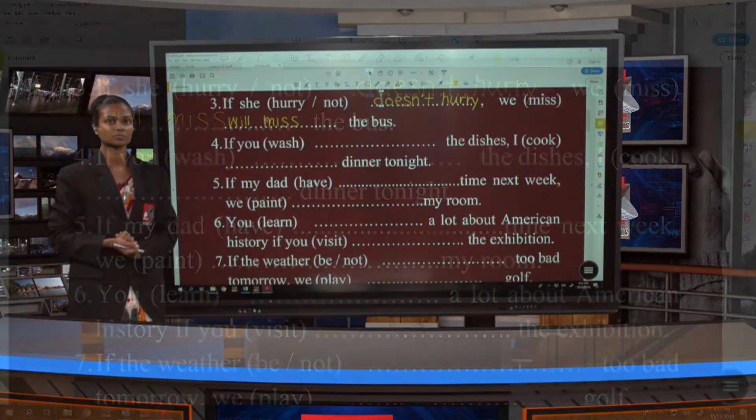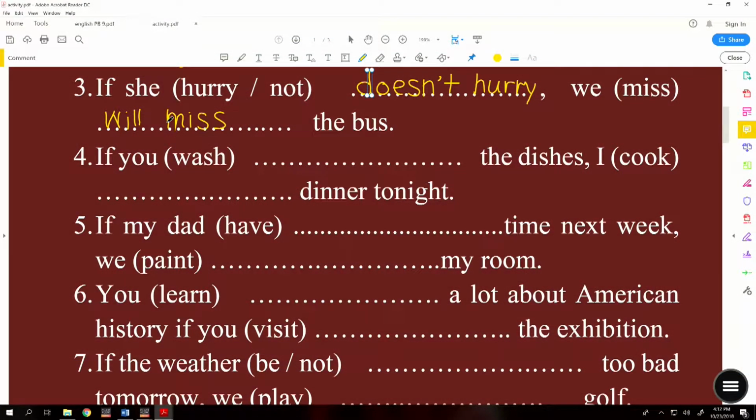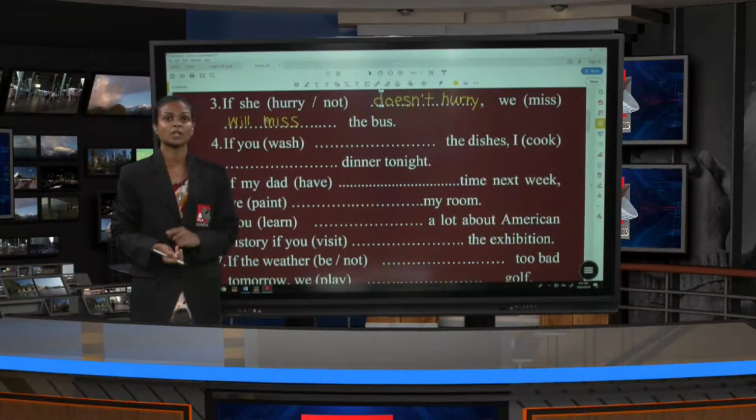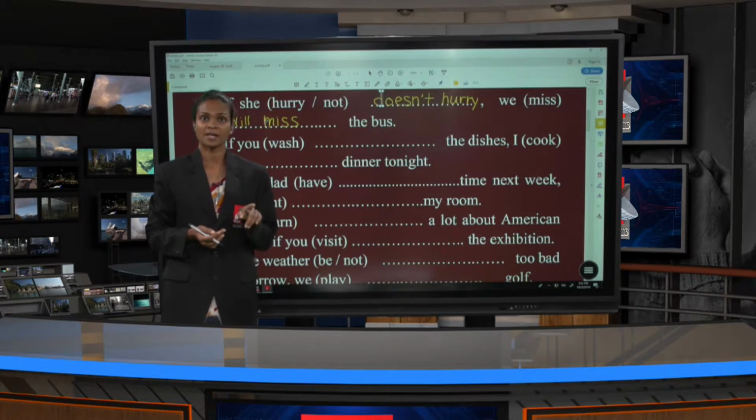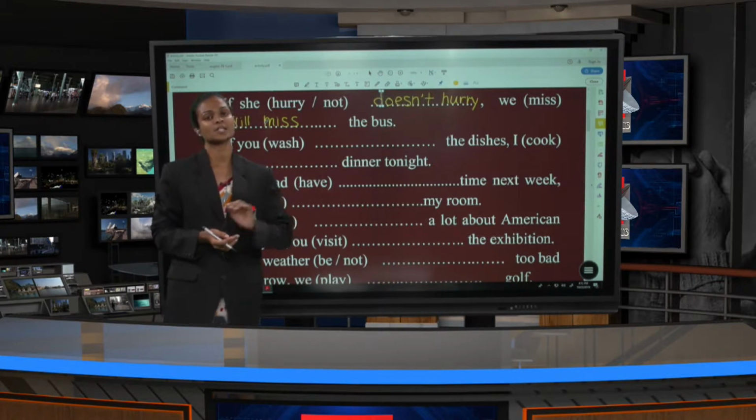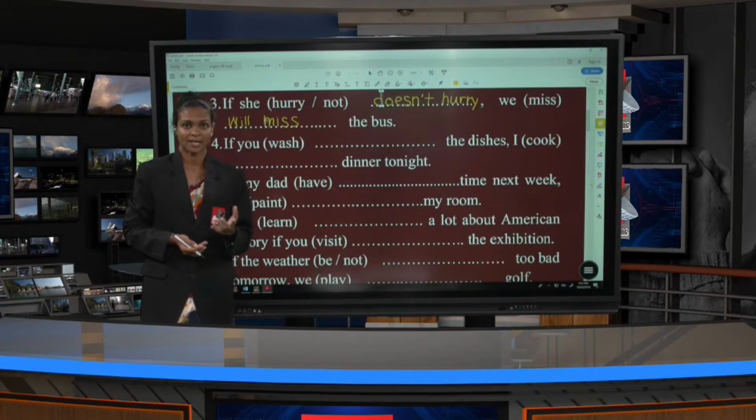If you blank the dishes, I blank dinner tonight. The verbs given are wash and cook. If you, what is the answer? If you wash the dishes, right?